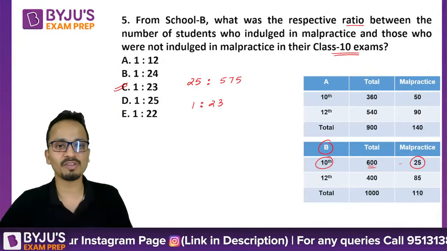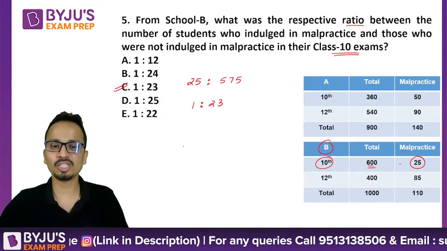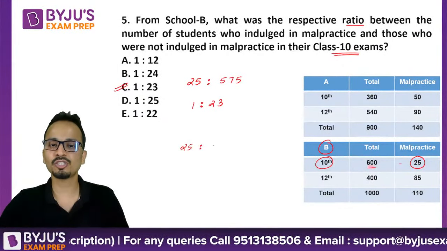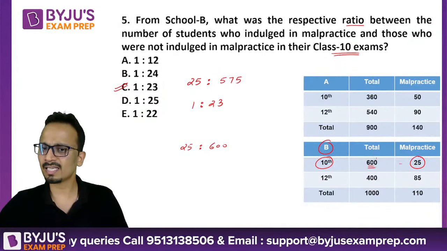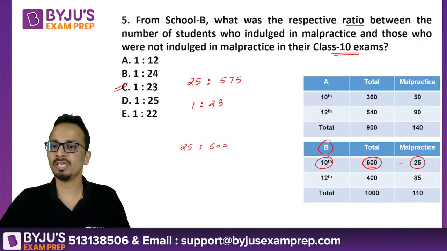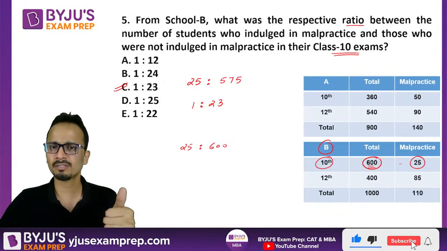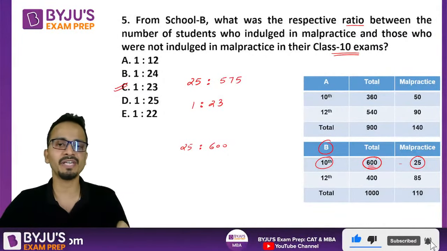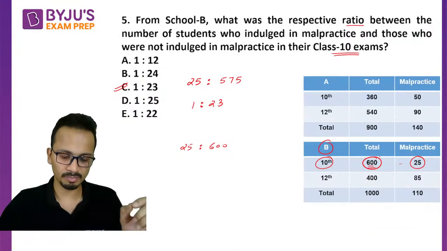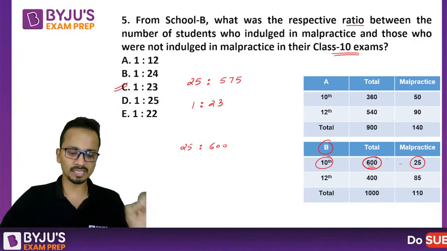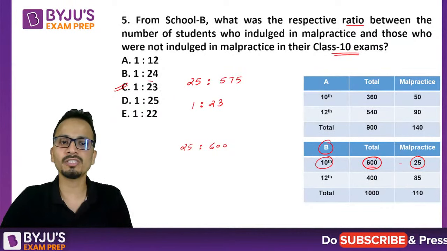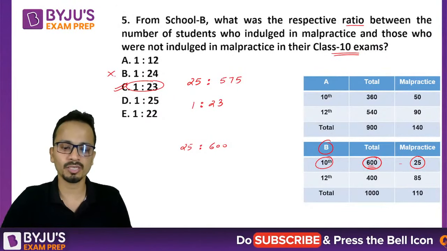Now some of you have given option B. They have calculated 25 is to 600. Guys, 600 is the total number of students. Out of these 25 indulge in malpractice, so the remaining 575 will not indulge in malpractice. So the correct answer carefully will be option C and not option B.